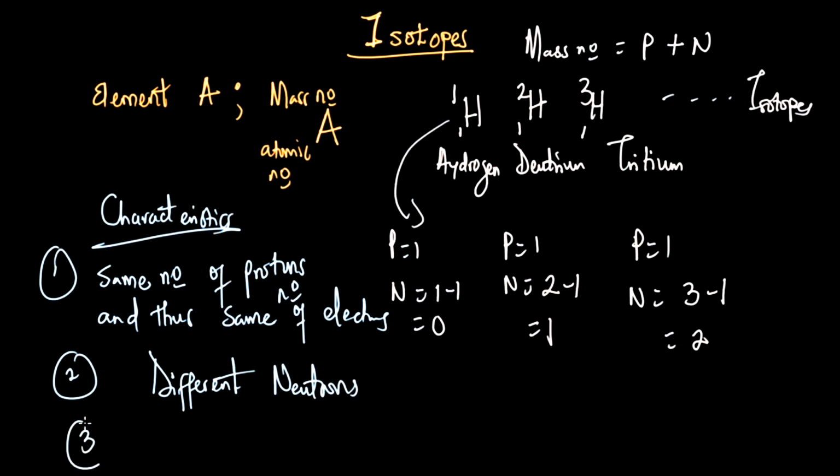We also have that isotopes of the same element have similar chemical properties. Take note, these are isotopes of hydrogen. Even though they have different numbers of neutrons, they have the same chemical properties regardless. So isotopes have the same chemical properties, although their physical properties may vary.